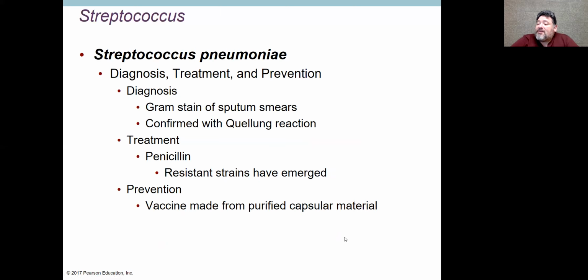Okay, diagnosis: gram stain sputum smears. Remember, these are all gram positive. It should be diplococci or chains of cocci. Quellung reaction, you don't need to know this. It's an antibody reaction in which if the capsule of the microorganism swells, then we know it is confirmatory for Streptococcus. Okay, the treatment, penicillin.